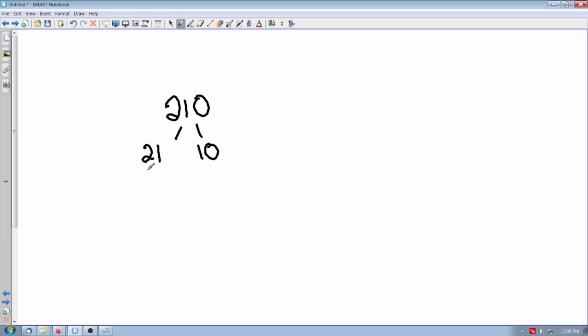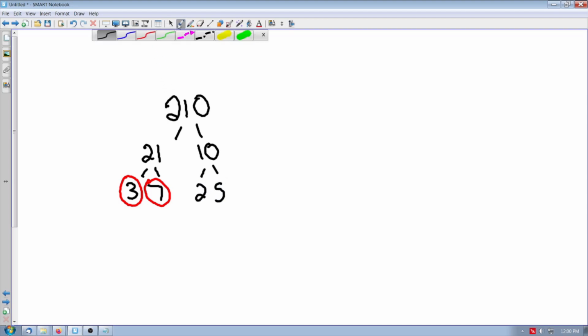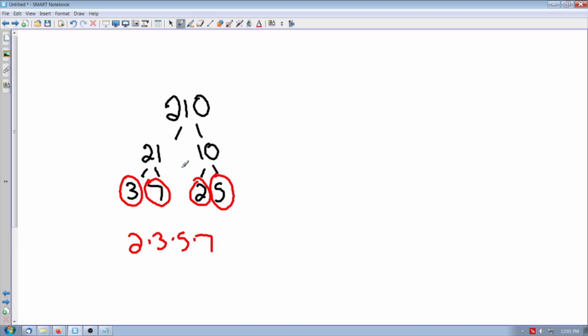If you look at 21, 21 can be broken down into 3 times 7. Once I get a prime number, I usually circle that. I'm going to do it in a different color. And then hopefully you recognize 10 is not a prime number, but it has factors of 2 and 5. And both of those are prime. So the prime factorization of 210, listed from lowest to biggest, would be 2 times 3 times 5 times 7. In other words, if you multiplied all 4 of these numbers together, you'd get right back to 210.